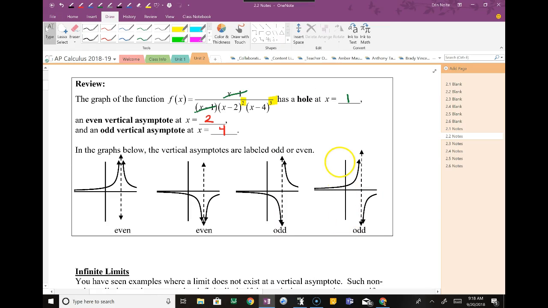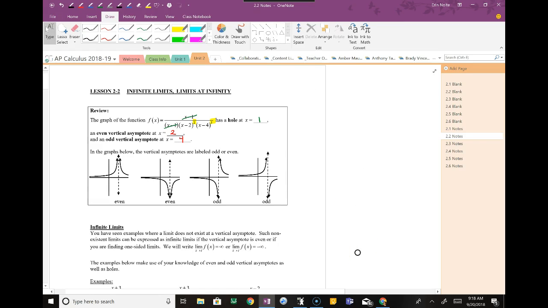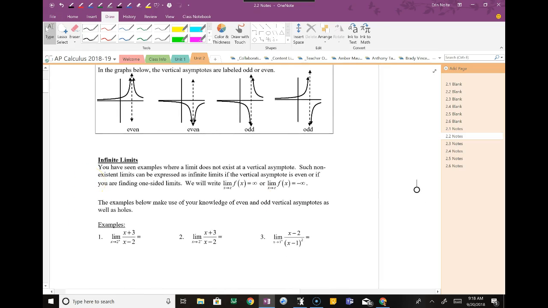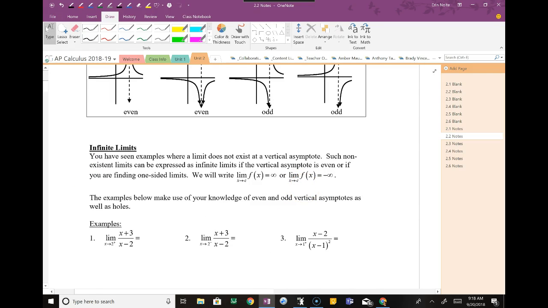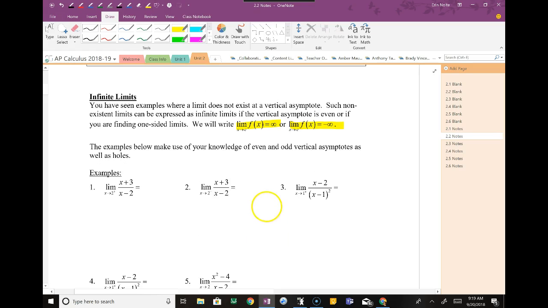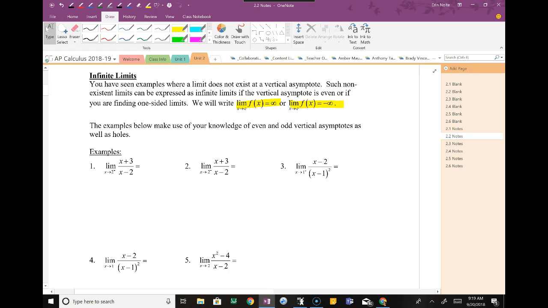Let's talk about infinite limits. An infinite limit is simply a limit that goes to infinity or negative infinity. We are going to say that infinity is a destination, as opposed to does not exist. When we're talking about one side or the other, I want to know which side we're going to.